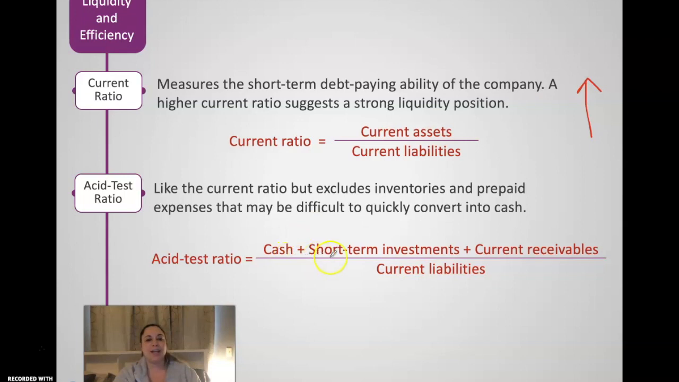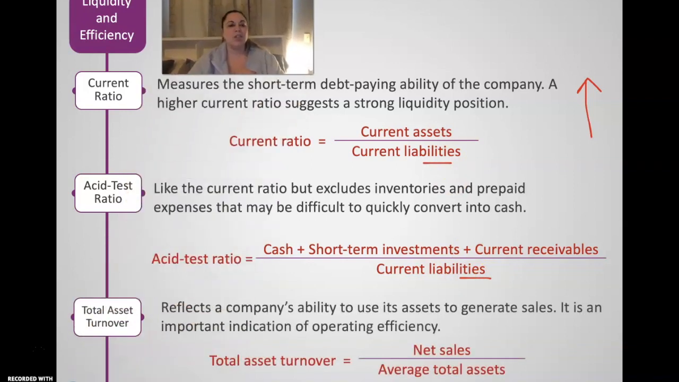So we just take our cash plus our short-term investments plus the current receivables. So it's not all of our current assets. We won't include our inventory or prepaid expenses, but we will be taking a lot of our current assets, just not all of them. And we're just going to divide by current liabilities, the same number you had for the current ratio.